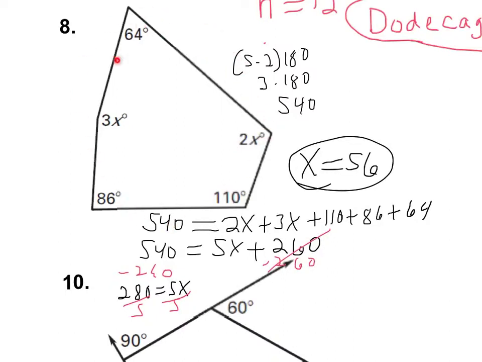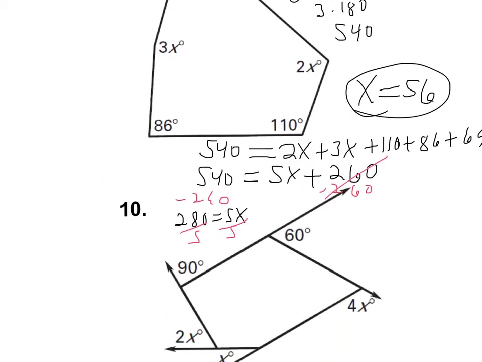So again, to summarize with the last two problems, what you're doing is you're first figuring out how many degrees there should be inside, just based on what kind of shape it is. Then you're actually adding up all of the degrees on the inside. So you set those two amounts equal, and you can solve from there.